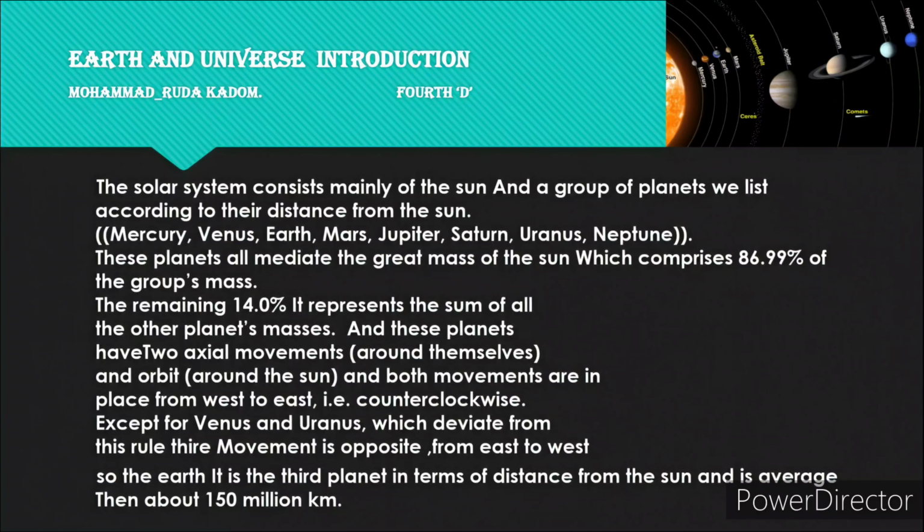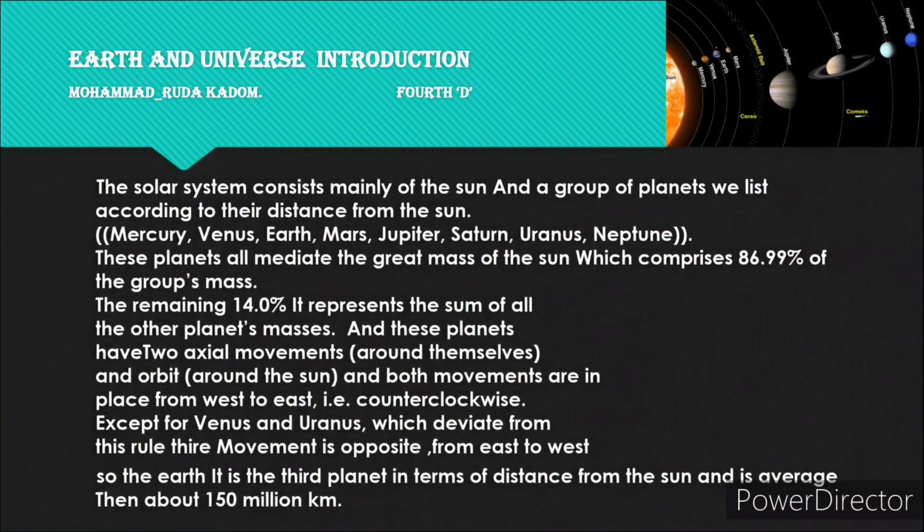These planets all orbit the great mass of the Sun, which comprises 86% of the group's mass. The remaining 14% represents the sum of all the other planets' masses, and these planets have two movements: an axial movement around themselves and an orbital movement around the Sun. Both movements go from west to east, that means counterclockwise, except Venus and Uranus, which deviate from this rule. Their movement is opposite, that means they move from east to west.